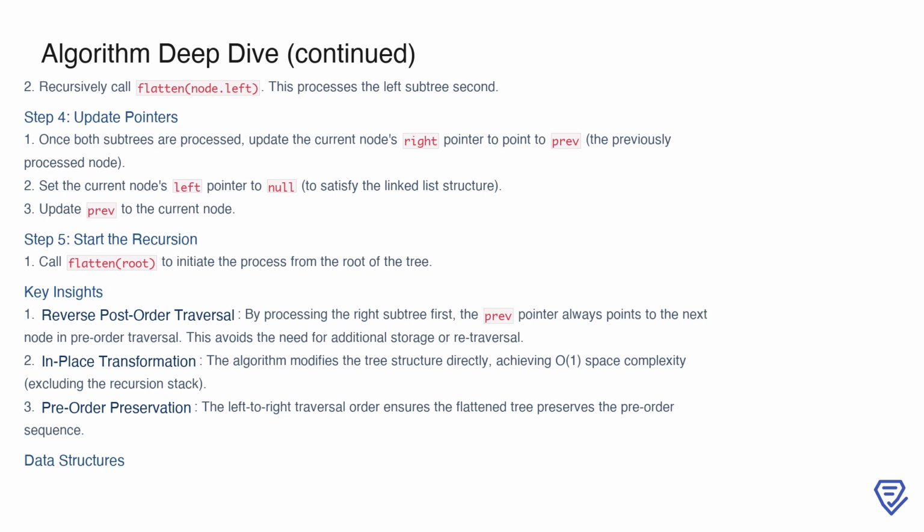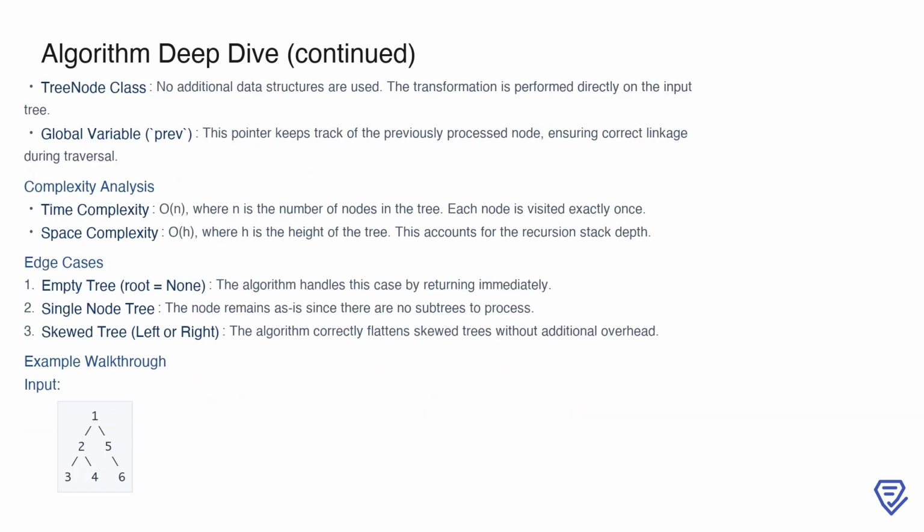This ensures the algorithm runs efficiently in O(1) additional space, excluding the recursion stack. The result is a flattened tree that maintains the pre-order sequence, meeting the problem's requirements. The algorithm relies on the tree node structure, which is directly modified to achieve the transformation. No additional data structures are introduced, making the solution space efficient. The global variable previous plays a critical role by ensuring that nodes are correctly linked during traversal.